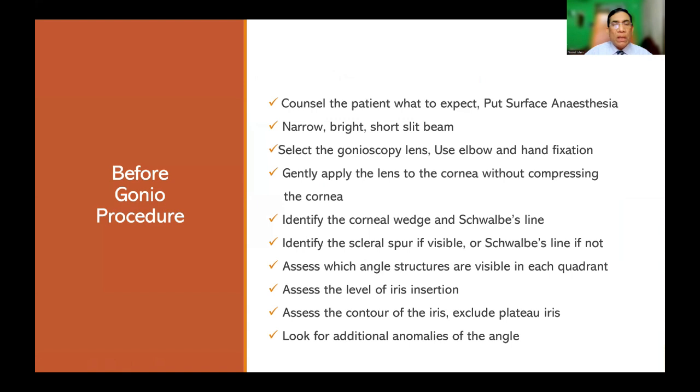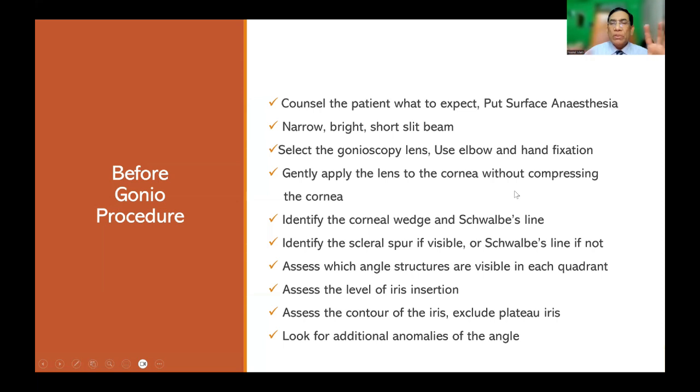So now coming to the point, how we do gonioscopy. I think each and every point here is very important. Number one is counseling. You must understand that it is a procedure. If you put a lens on the eye, the patient will be afraid. So explain the procedure to the patient, why you want to do it: is it open angle or closure, you have to do it. It's very important. Then make a narrow, bright, short slit beam. Do not put it on the eye; put it on the forehead or somewhere. Select the gonioscopy lens. Use your elbow, it's very important. And forehead fixation is very important.